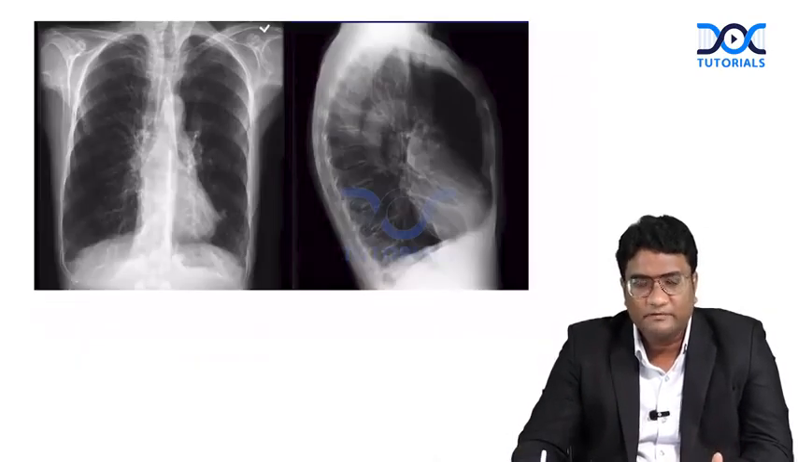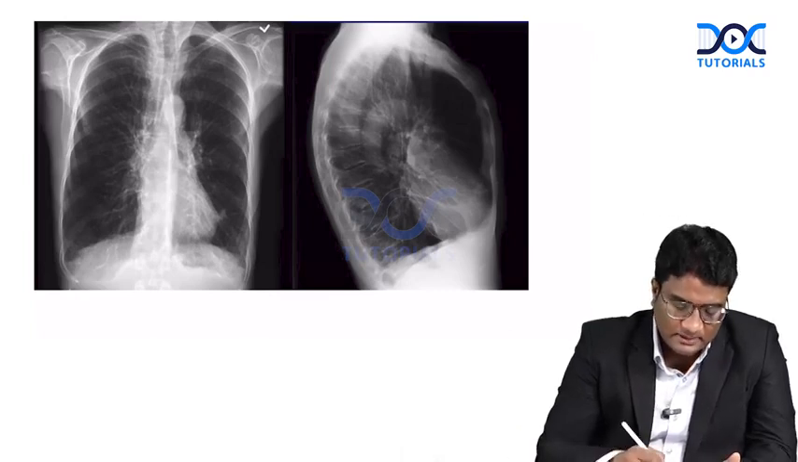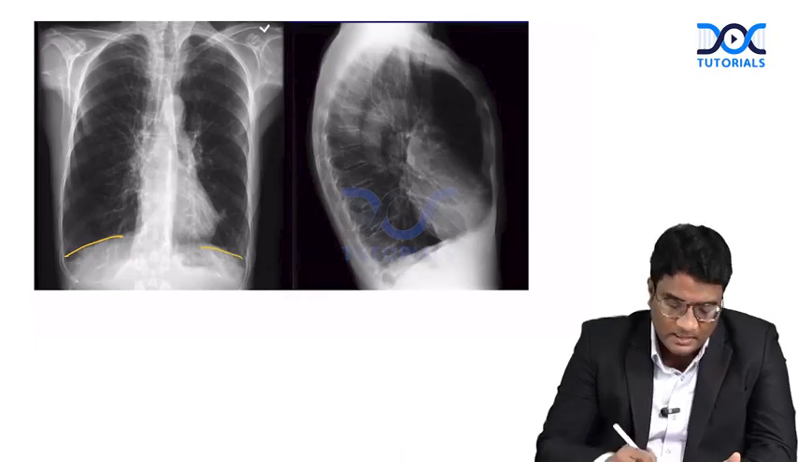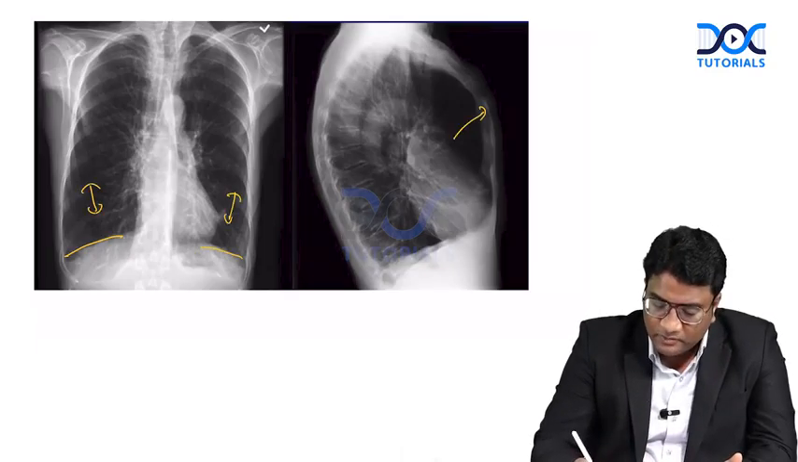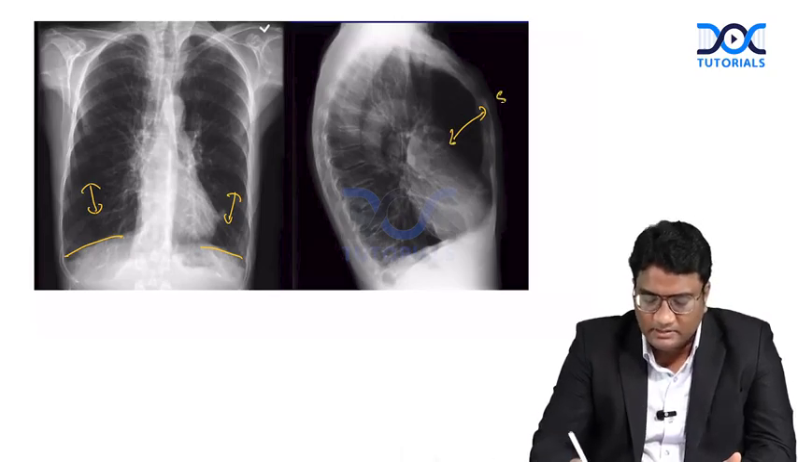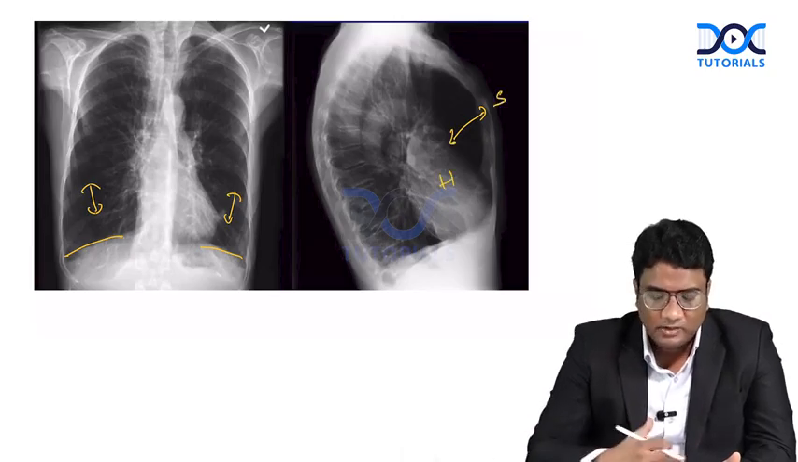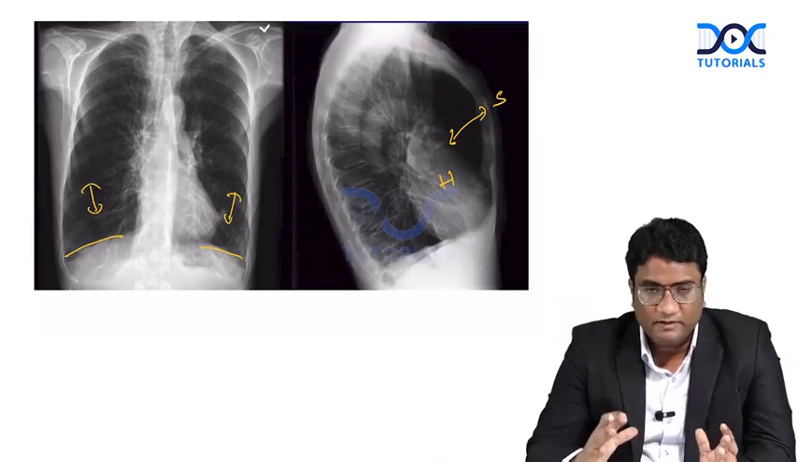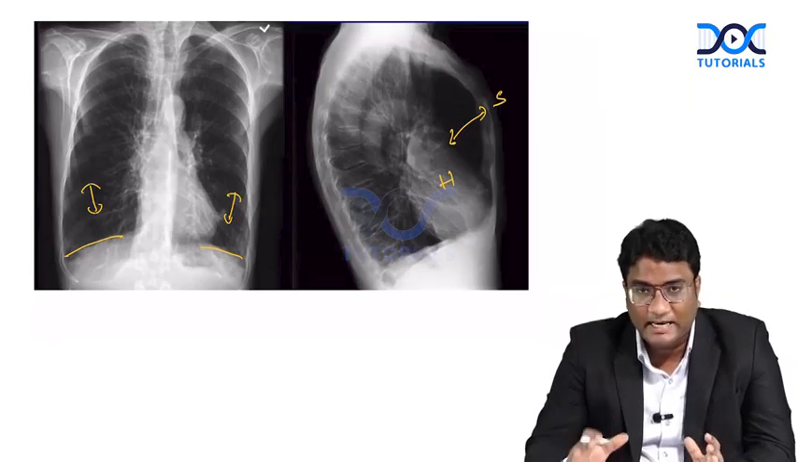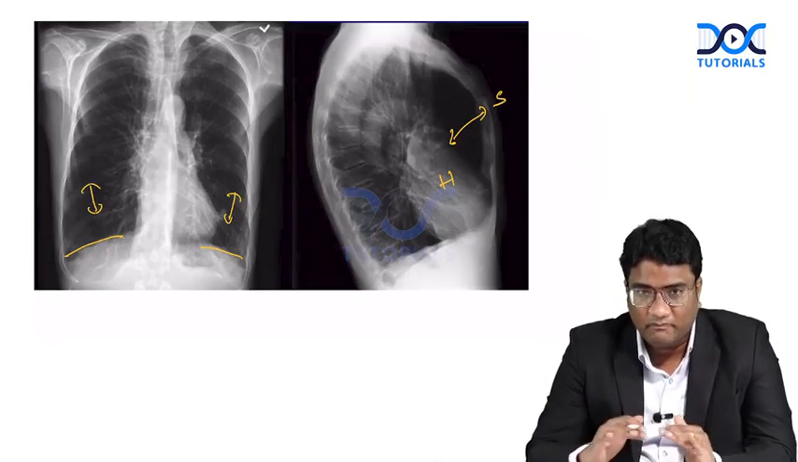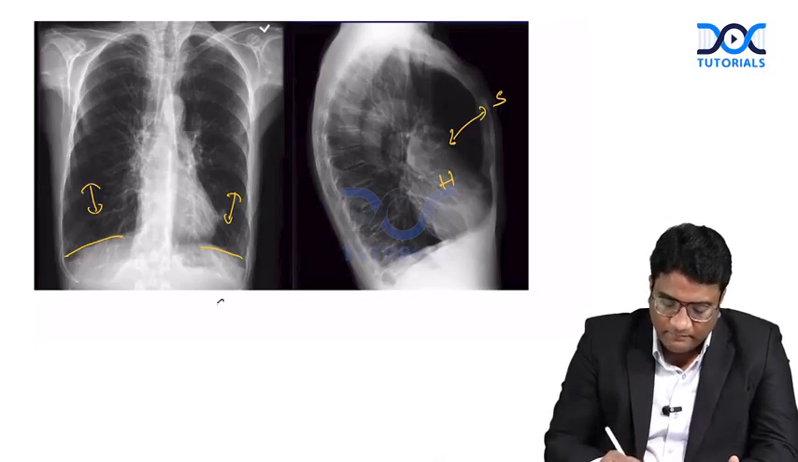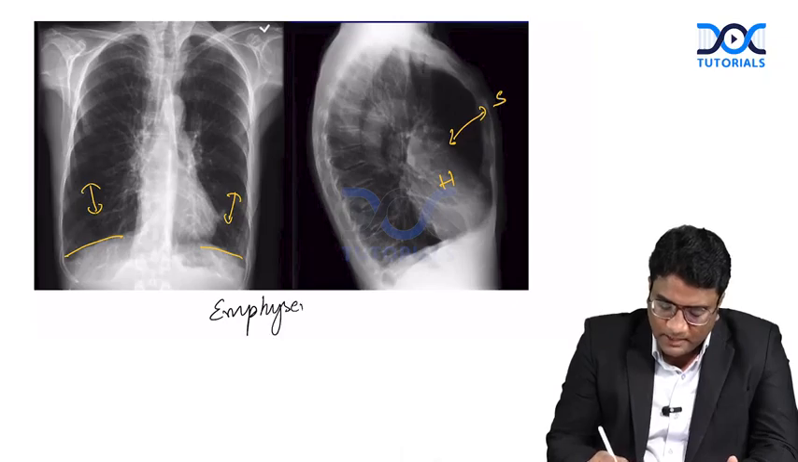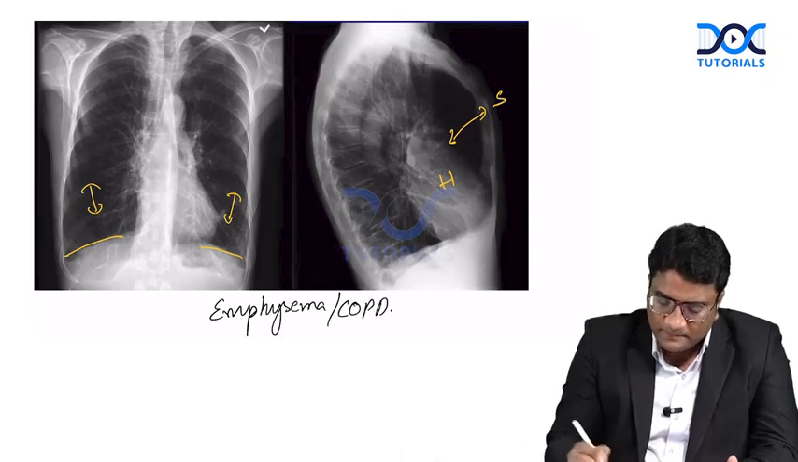Look at this chest radiograph in an elderly smoker. What do you find? Here you can see there is flattening of the domes of the diaphragm, there is widening of the intercostal spaces, and on a lateral radiograph you see an increase in the retrosternal space. This is the sternum and this is the heart, and this space is increased, indicating hyperinflated lung fields. You have more than 8 anterior ribs, more than 10 posterior ribs, flattening of the domes of the diaphragm, and increased retrosternal space. All of this is emphysema or COPD.